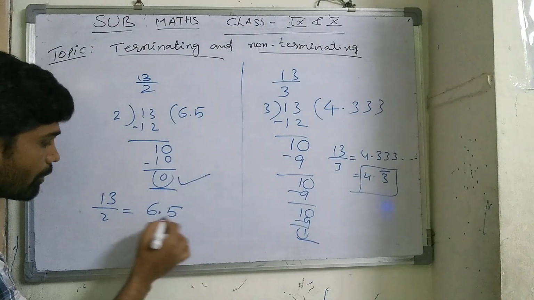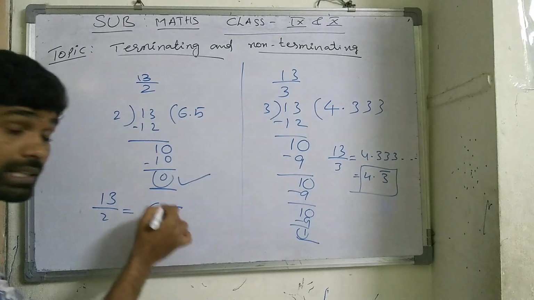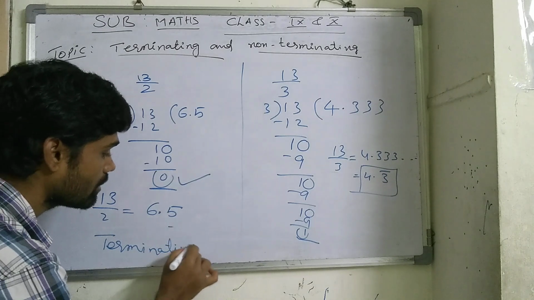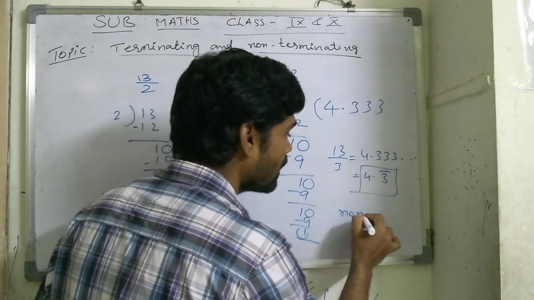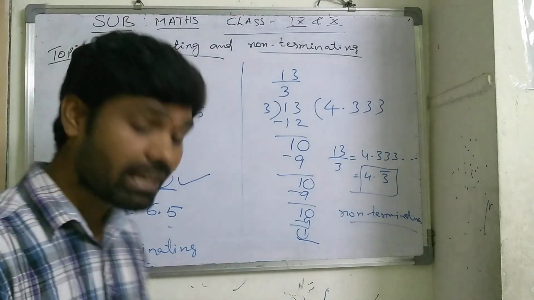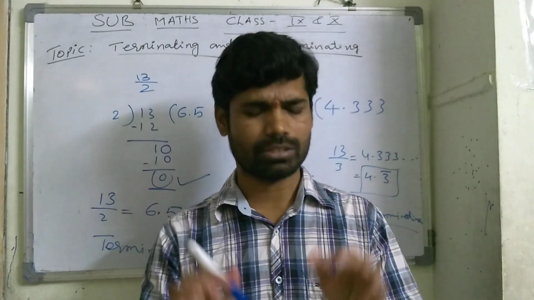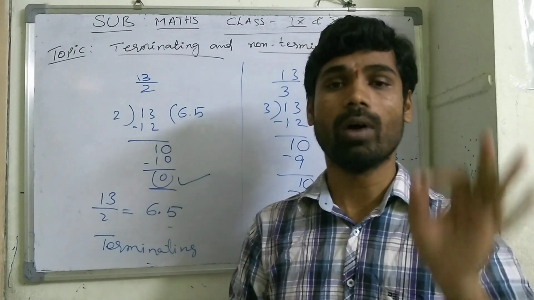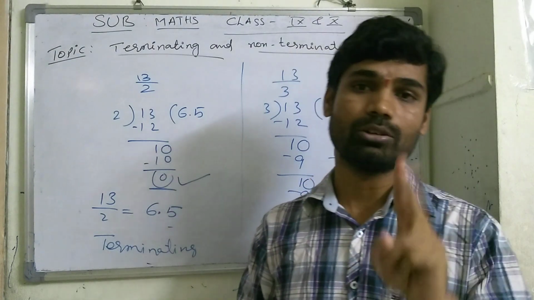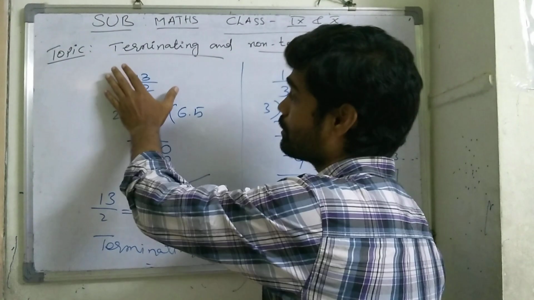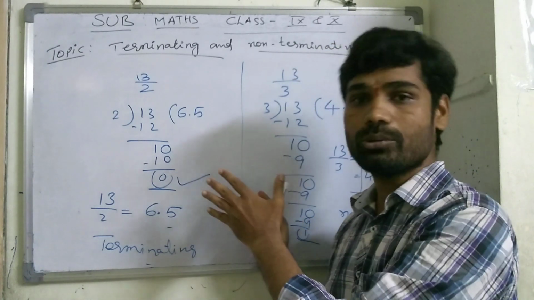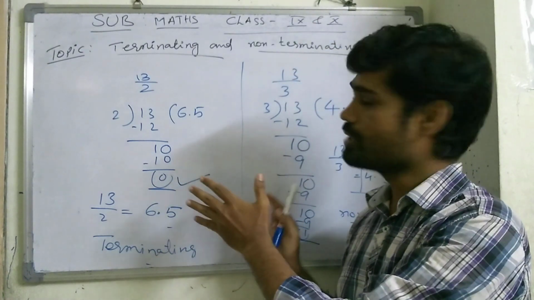Now let us see here, 13 by 2 is equal to 6.5. Here the division is ended, so it is called terminating. And 13 by 3 is called non-terminating. So I hope you understand terminating and non-terminating. Please understand the simple concept, what is terminating and what is non-terminating. If you understand, definitely you can get 2 marks. I will give you a few examples after the class to do as homework.